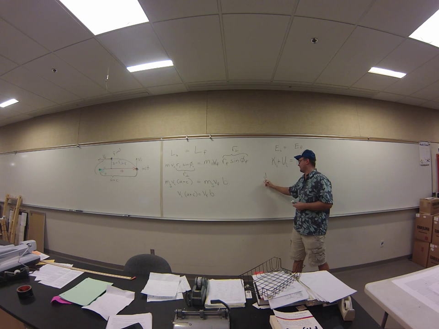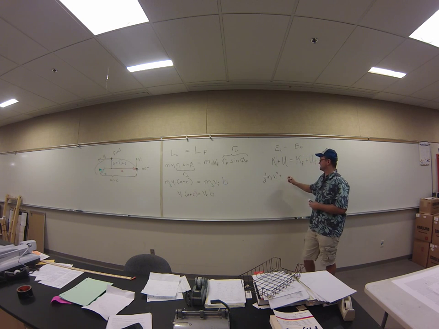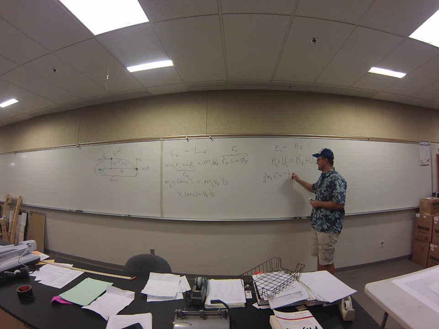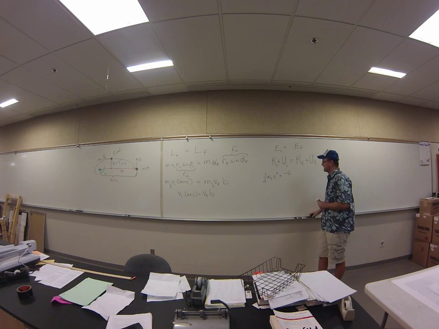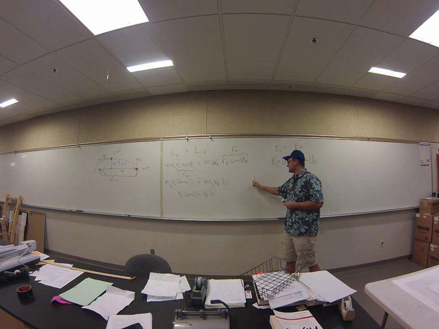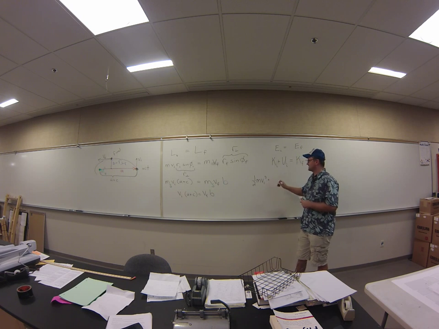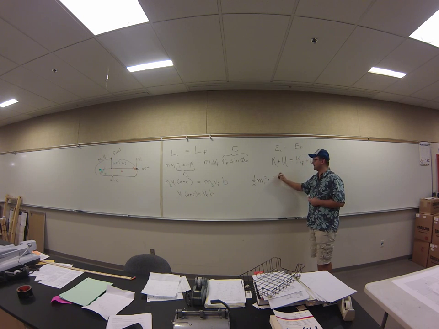So we'd say 1/2 mass of the satellite times velocity initial squared plus negative G. Oh man, I messed up. Let me give some space here. I need a little more space. So the kinetic energy is going to be 1/2 mass V initial squared plus the gravitational energy, which is negative G mass of the planet, mass of the satellite, all over the distance between them.